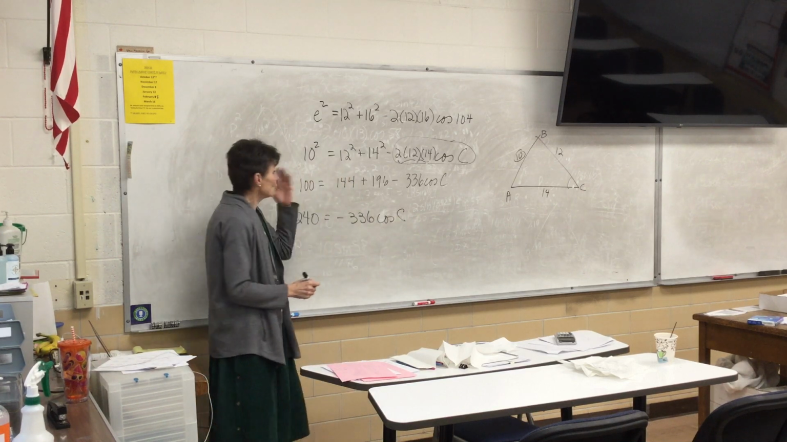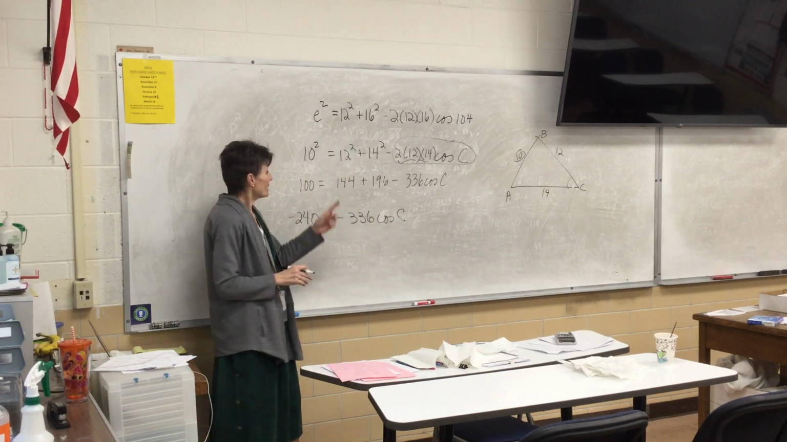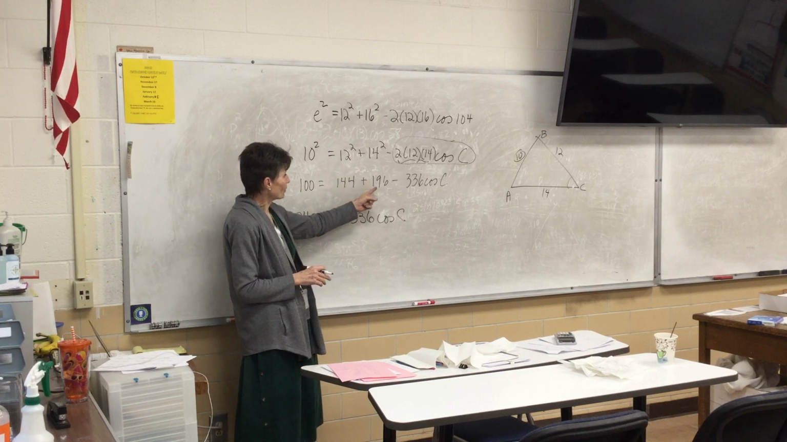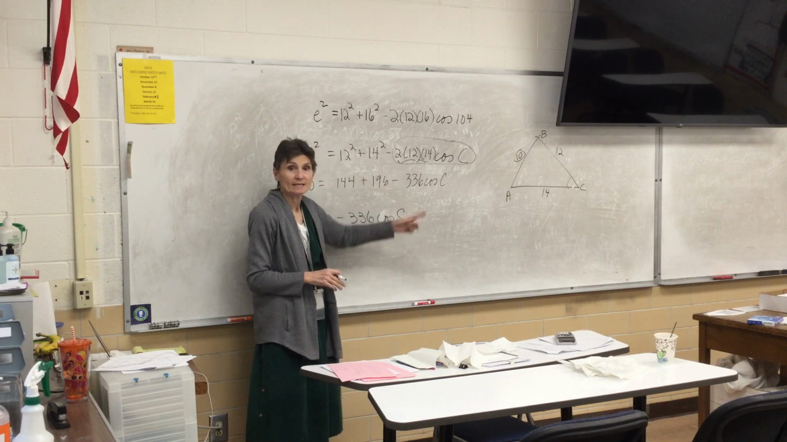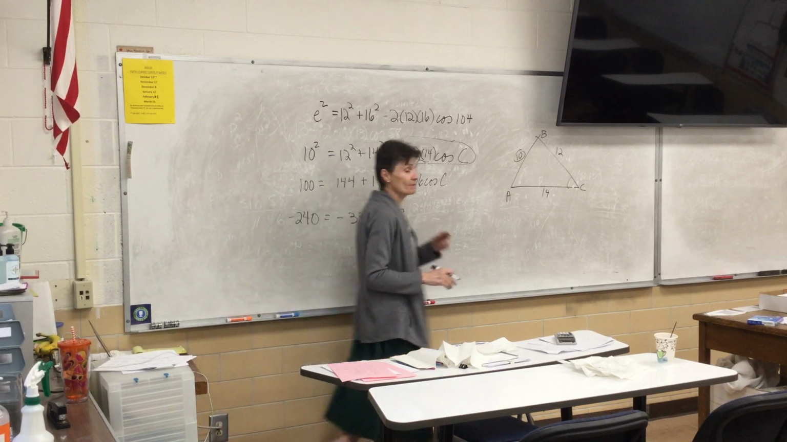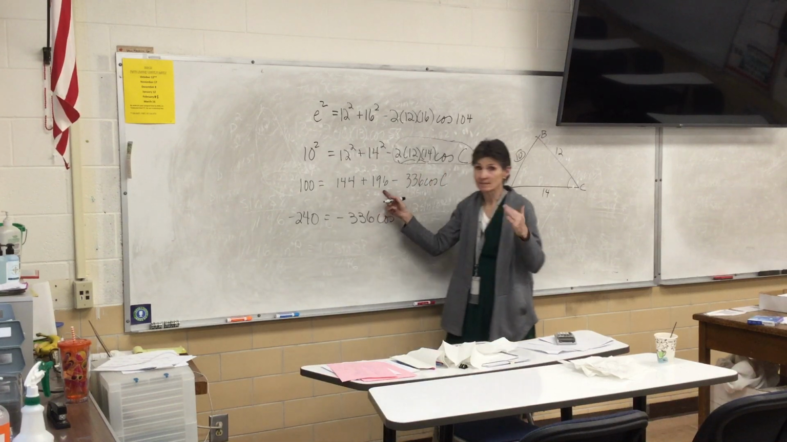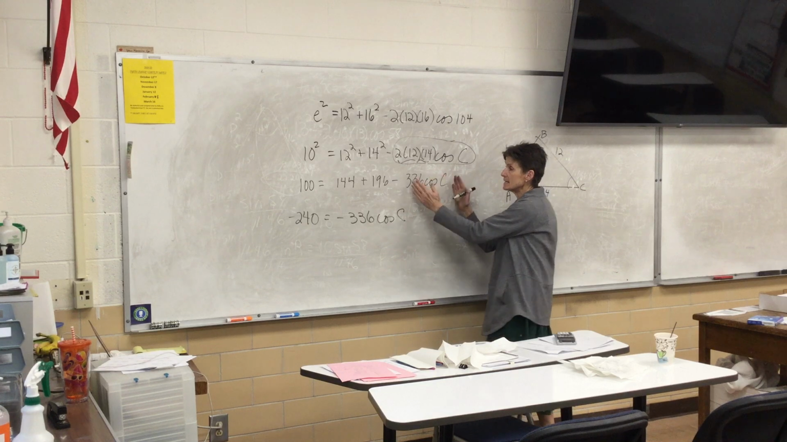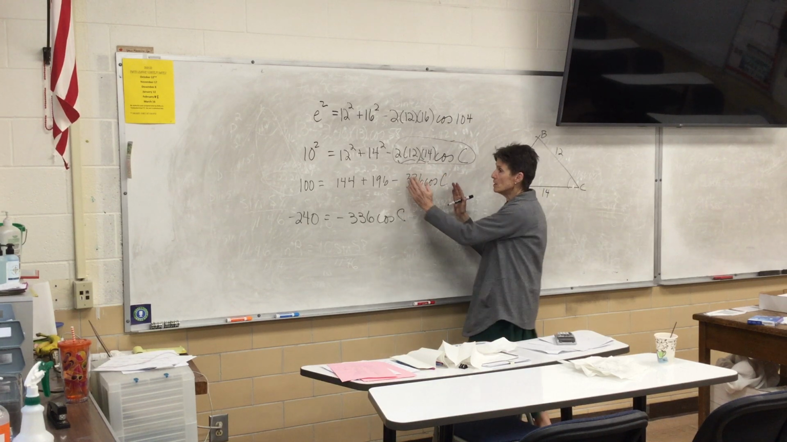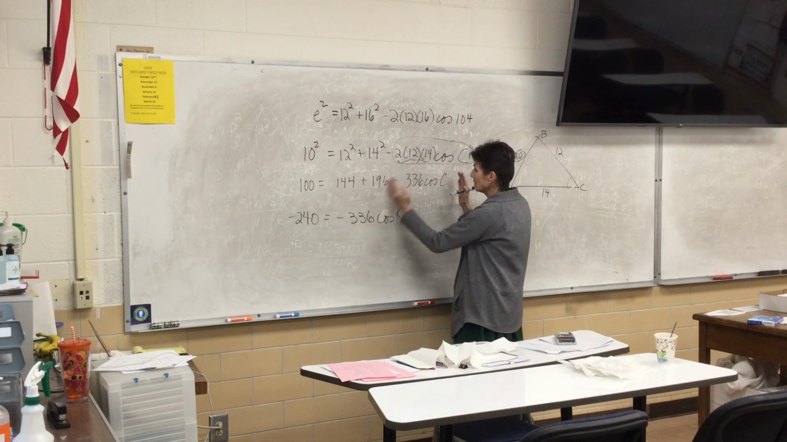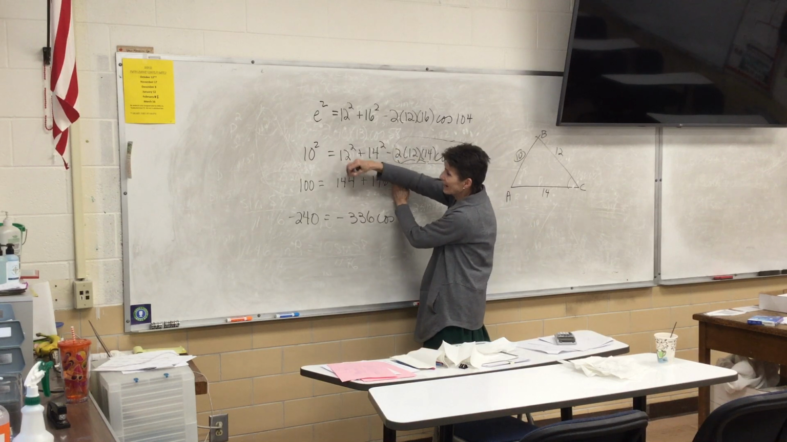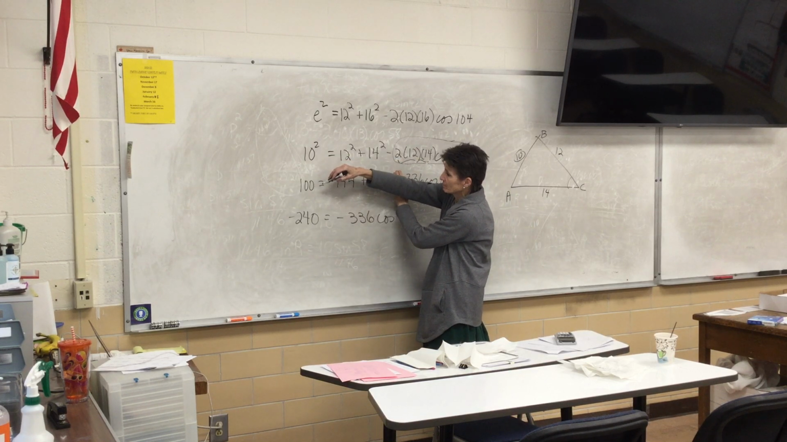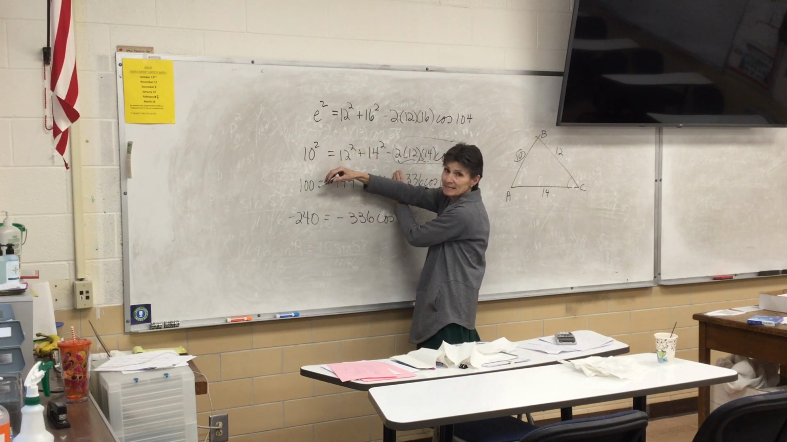Boys and girls, do not even think about combining the 144, the 196, and the 336. You can't. You can combine the 144 and the 196, that's fine. But this guy is hooked to a cosine. He is a separate term, so I'm leaving him alone. I'm subtracting 144 and subtracting 196.